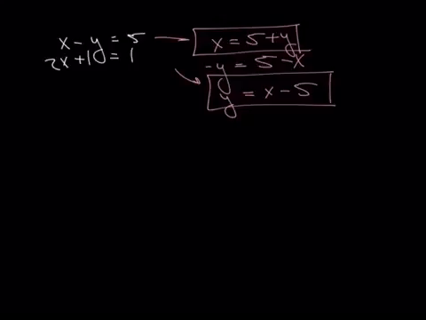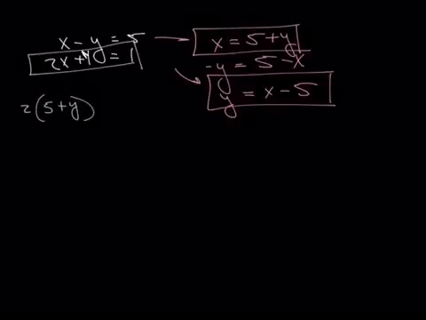So what do we do with this x equals 5 plus y? We look at this equation right here, and wherever we see an x, since x equals 5 plus y, we put in a 5 plus y. And it would have helped if I wrote the equation right. The second equation should have been 2x plus y, and then we can put in a plus y equals 1.